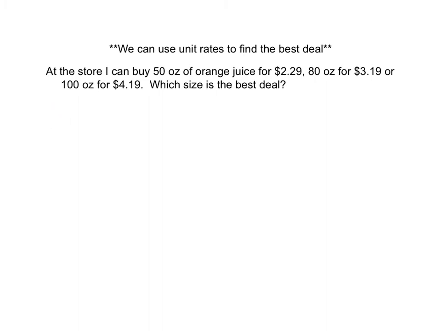So as ratios, we have $2.29 for 50 ounces, $3.19 for 80 ounces, and $4.19 for 100 ounces. So now if we just go ahead and do the division, we can figure out which is the best price per ounce.